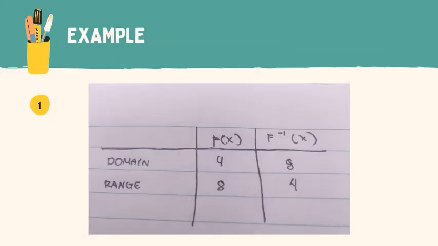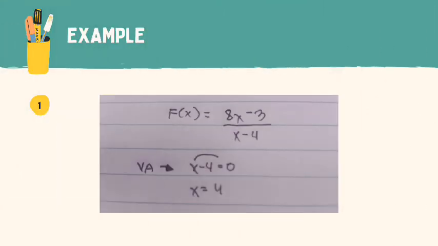The domain of the function excludes 4 and the range of the function excludes 8. And for the inverse, the domain excludes 8 and the range excludes 4. To get the domain of the function, take the vertical asymptote from the denominator x minus 4, simply set x minus 4 equals 0, and it will become x equals positive 4. And that is the domain restriction of the function and the range restriction of the inverse.